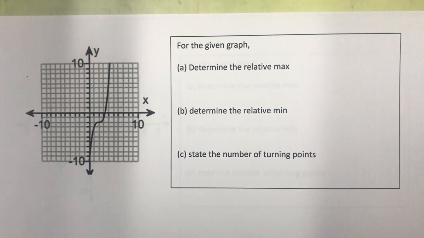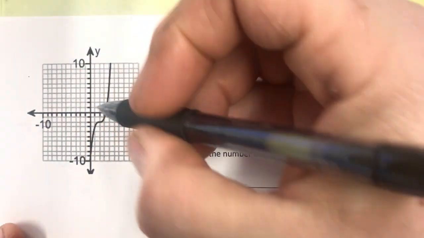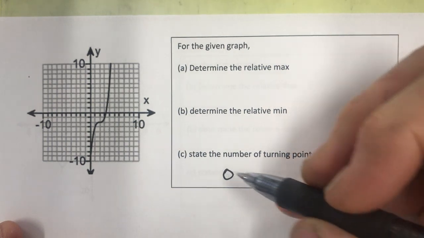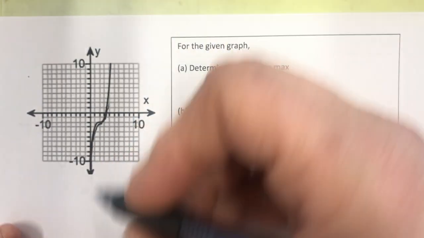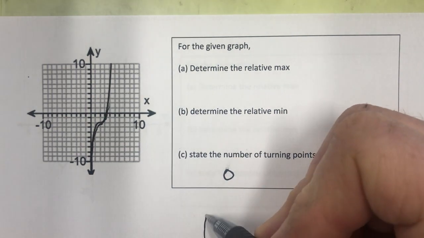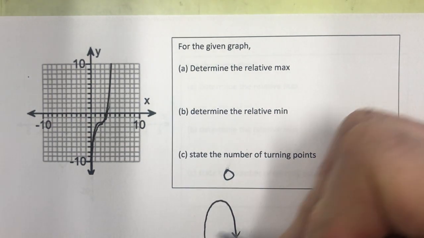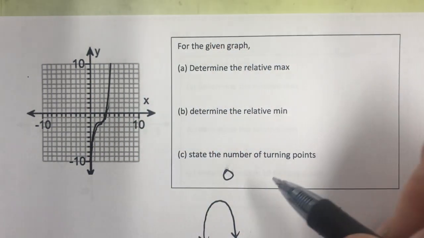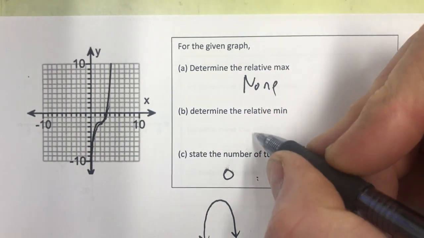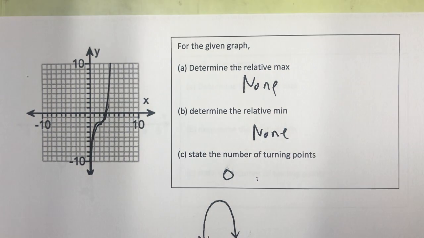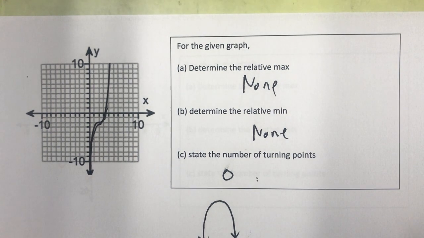Determine the relative max here. All right, look at this one. This one has no turning points. Because see right here, as this goes up and it turns, but then it keeps going up. See, turning point is when it's going up and all of a sudden it starts going back down. This one never goes down. So there's no turning points, which means it has no relative max. And it has no relative min.